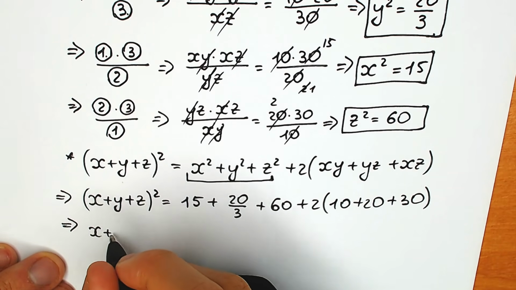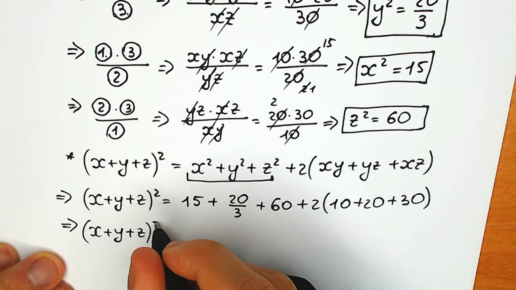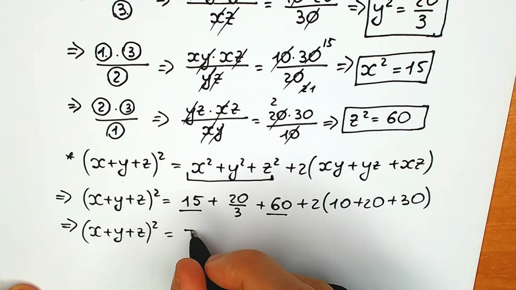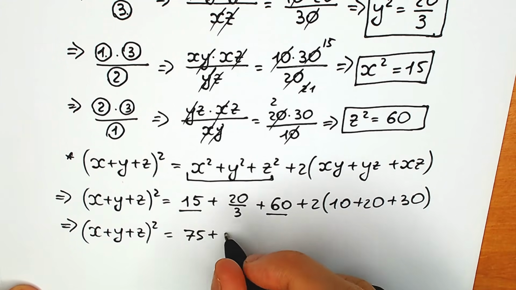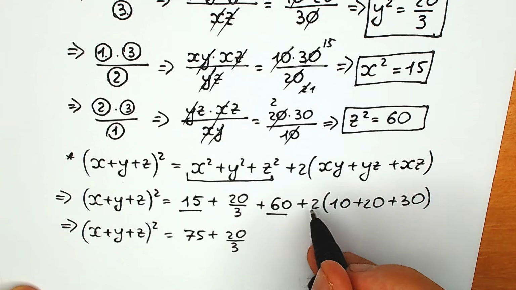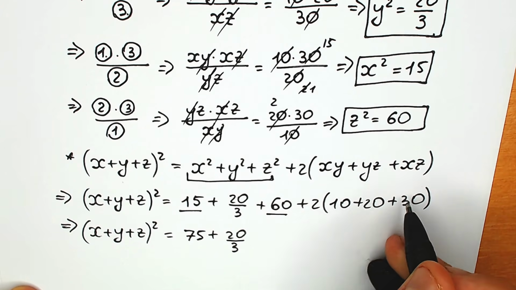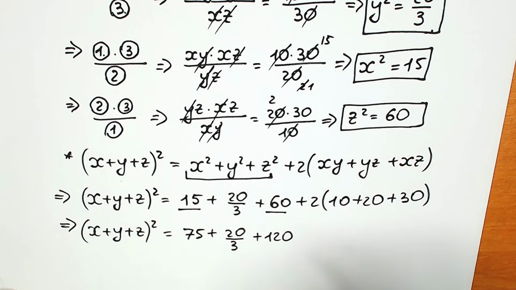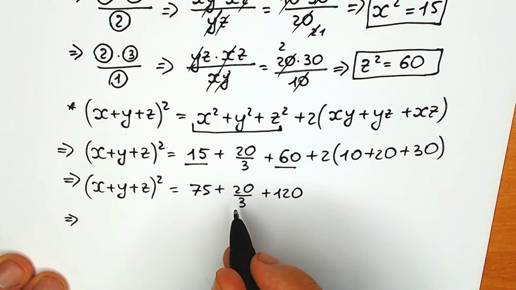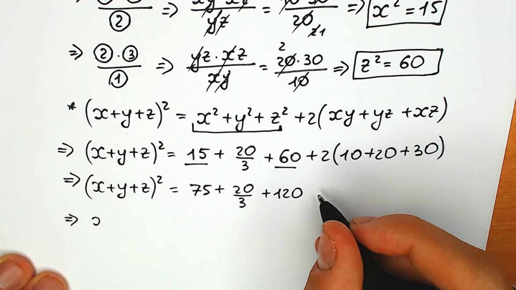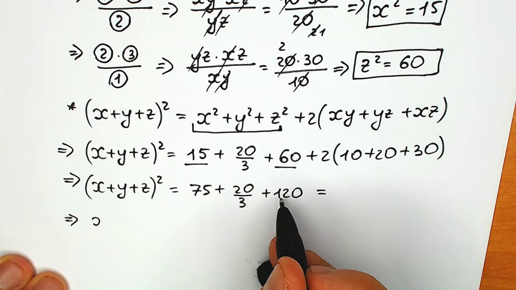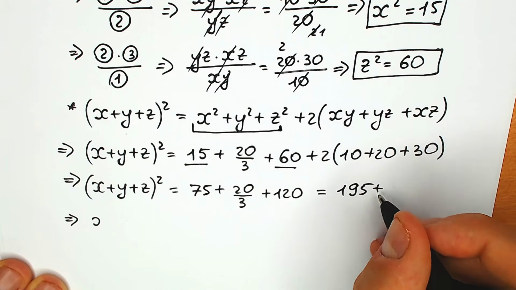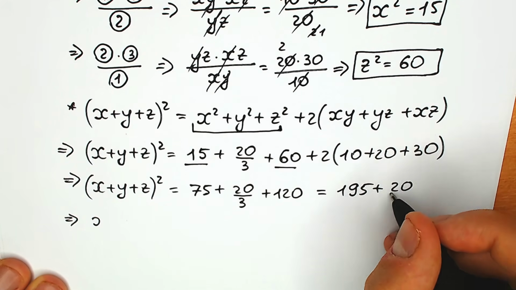So we have x plus y plus z to the second power equal to, let's add this 15 plus 60 first of all. So we have 75. Let's leave it like that, 20 over 3. And right here, what do we have? 2 times this expression: 10 plus 20, 30, 30 plus 30, 60, 60 times 2, we have 120, so plus 120. Okay, let's simplify this. We have our denominator 3, we can easily add it. So as a result, we have 120 plus 75, we have 195, plus 20 over 3.